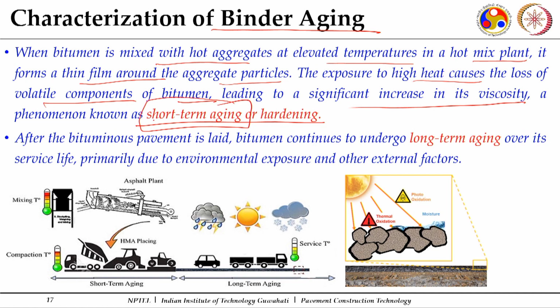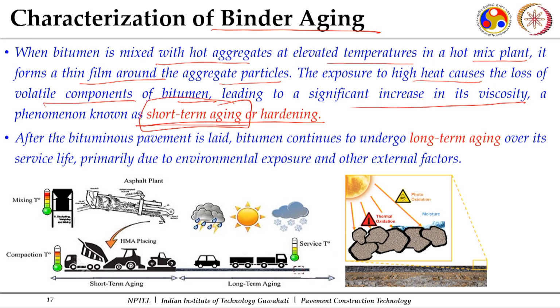Because the binder will still undergo hardening after it is laid and compacted, since the road will be exposed to different environmental, climatic and loading conditions for a period of 20-30 years. So, during that process it will also undergo subsequent aging. What happens during production and construction is taken as short term aging, and we want a binder to age comparatively less.